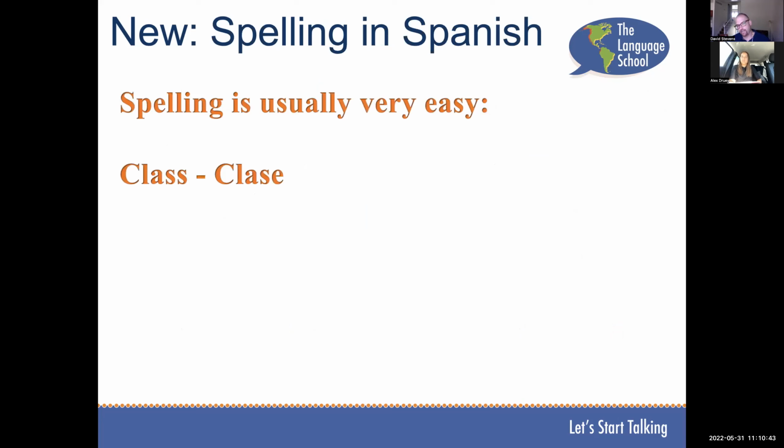Okay, so we're learning the alphabet so we can spell. The good news is in Spanish, since it's a phonetic language, everything essentially sounds just like it's spelled and is spelled just like it sounds. For example, the word class is clase, right? Just as long as you know those vowel sounds, a, e, you should be able to kind of guess your way through the rest of it.